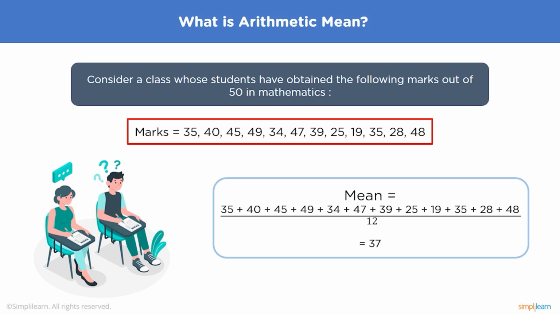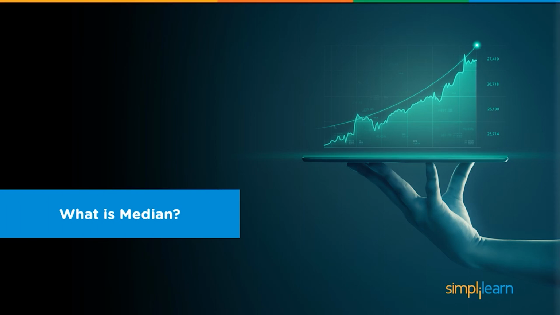Note that none of the students actually scored 37 out of 50 in their test. In this case, you can see that the mean isn't a value from the original list. This is a common result, and you should not assume that your mean will be one of your original numbers. Now, let's move on to median.